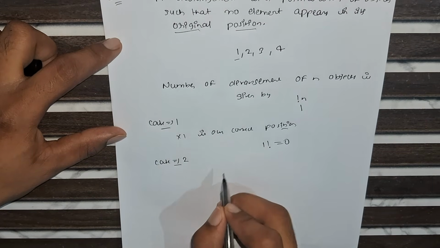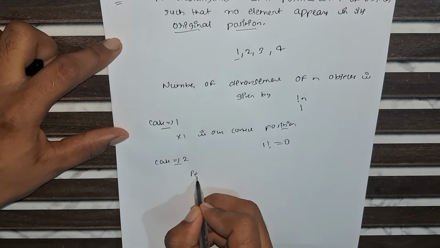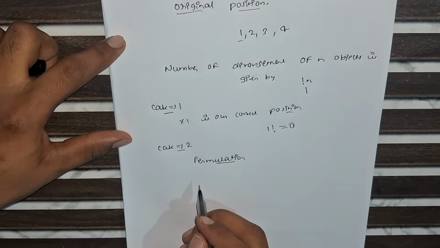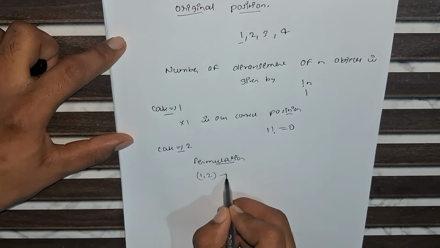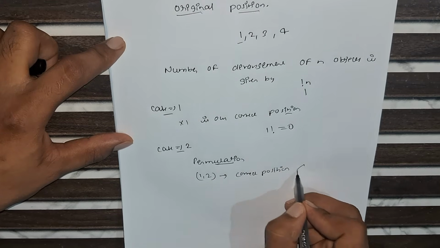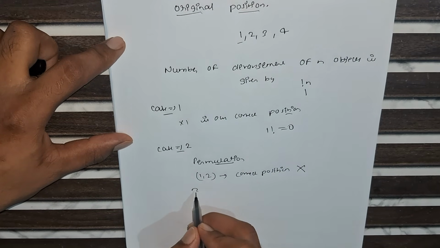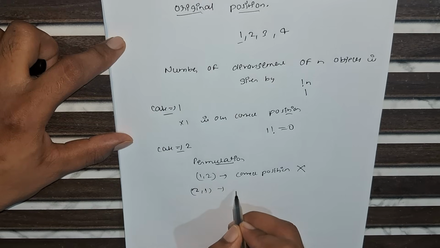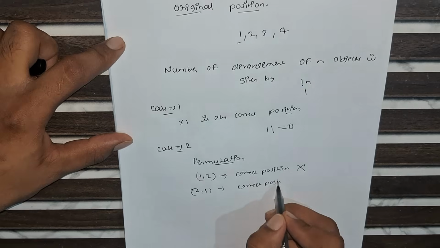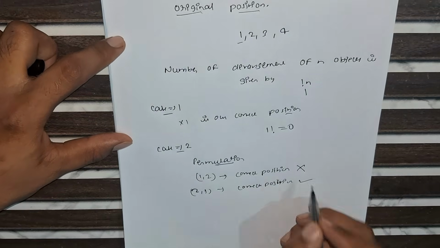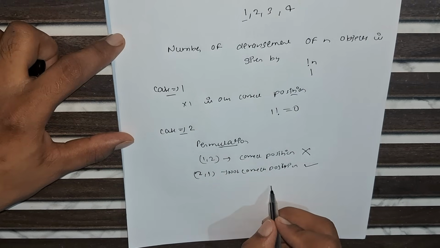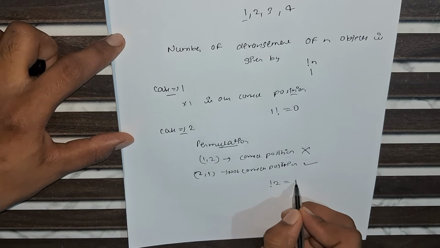For our second case, our value is 2. So in this case, what is our permutation? It means what is the correct position of 1, 2? This is our correct position, so we should not include this one. And what is our other derangement, which is 2, 1? This is not the correct position, so we can conclude this one is there. So what is the subfactorial of 2? It equals 1.